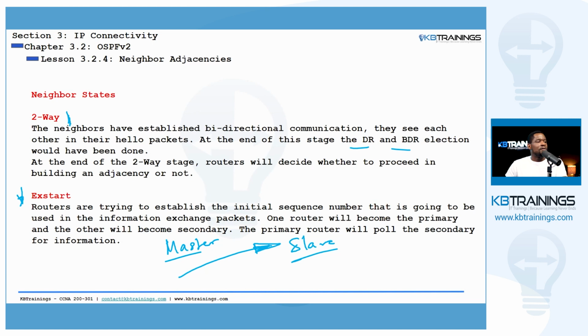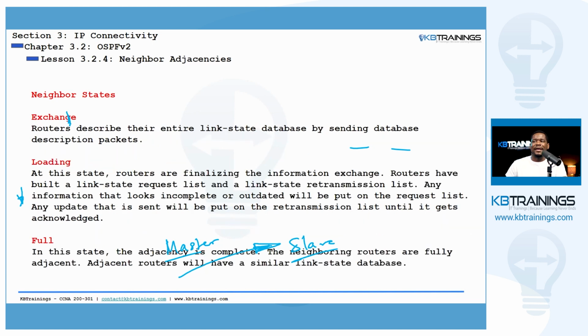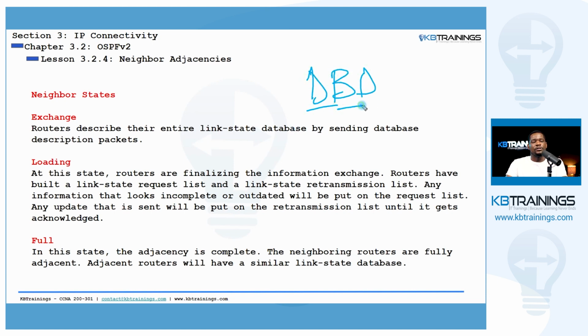And after that, they go to the next step, which is the exchange step. In this step, the routers are going to exchange the DBD, or database descriptors. These are the kind of packets that are going to give them details on what they have inside their tables and see what information they need to actually exchange or get from each other.